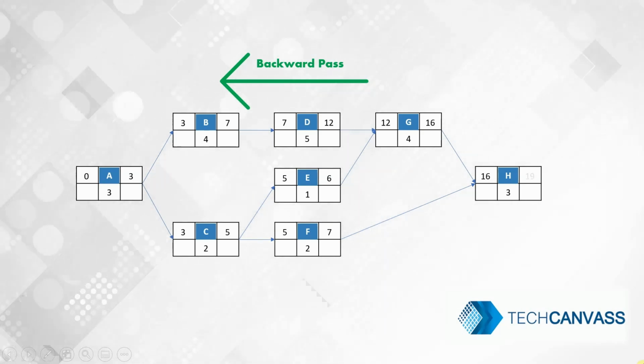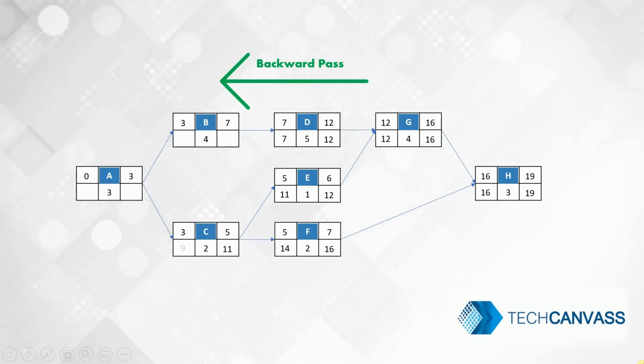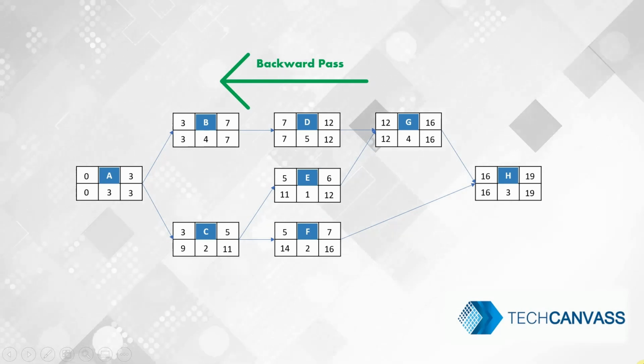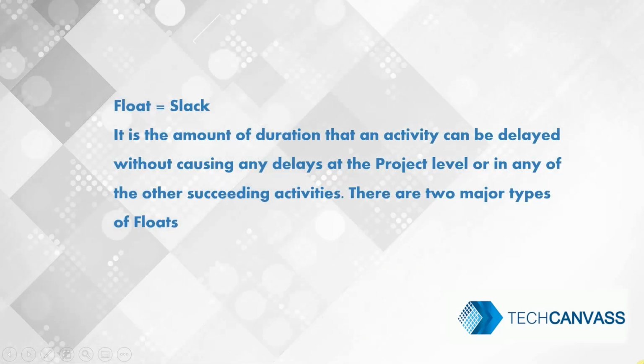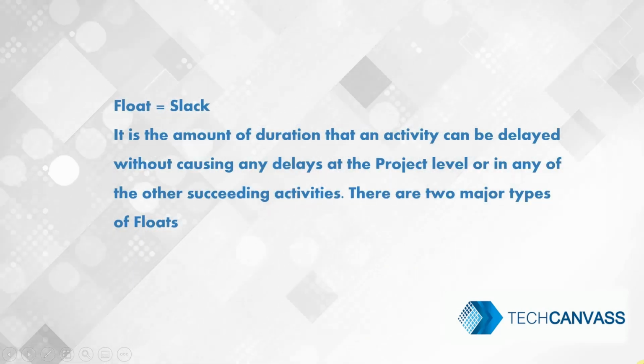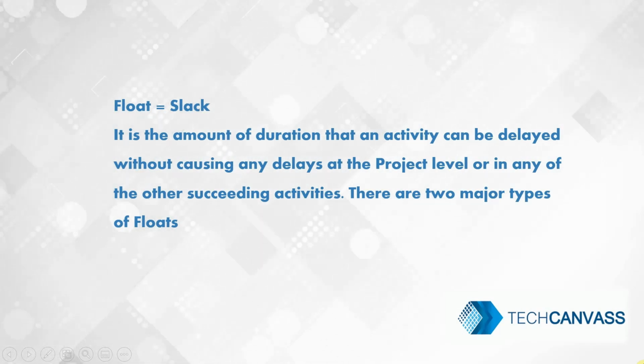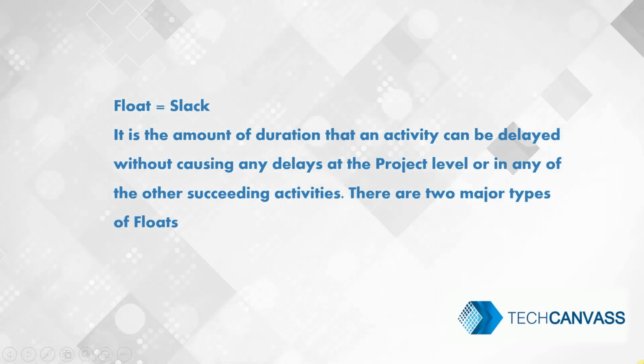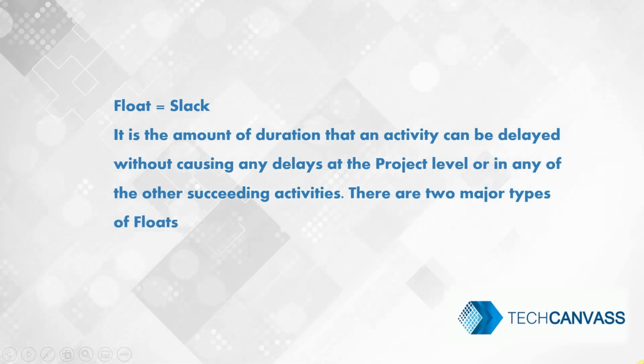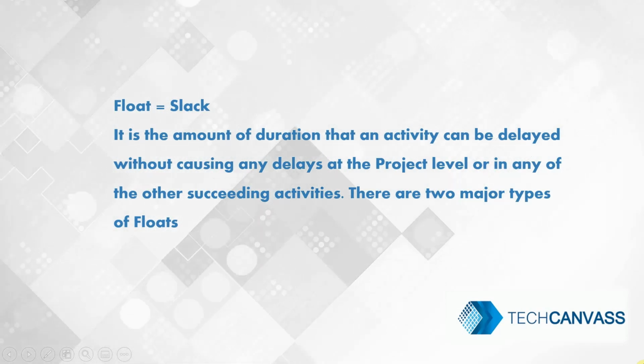Now that we understood early start, early finish, late start and late finish, let us look at what a float is. The float is also known as a slack. It is the amount of duration that an activity can be delayed without causing any delays at the project level or in any other succeeding activities. There are two major types of floats: total float and free float.